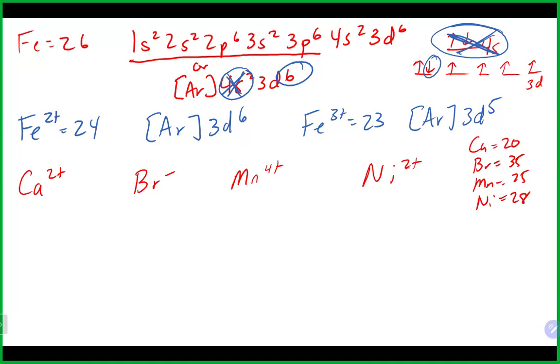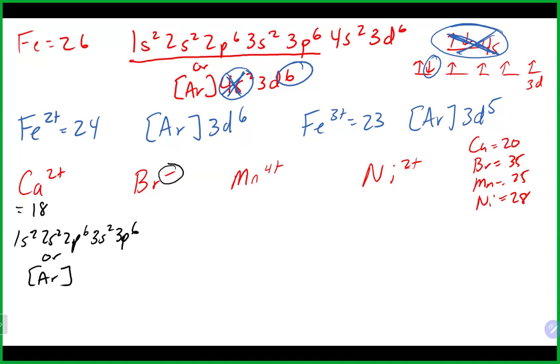Let's take a look and see. Calcium has 20 normally, which means with a +2, it should end up with 18 electrons. That gives us 1s2, 2s2, 2p6, 3s2, and 3p6. That is also the same as argon's configuration. Again, that's a representative metal, so we expect it to back up to the noble gas right before it. Any questions on that one?